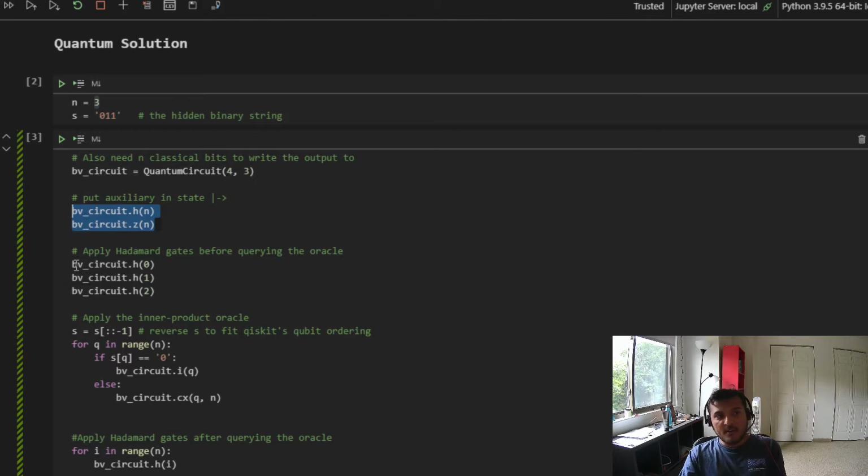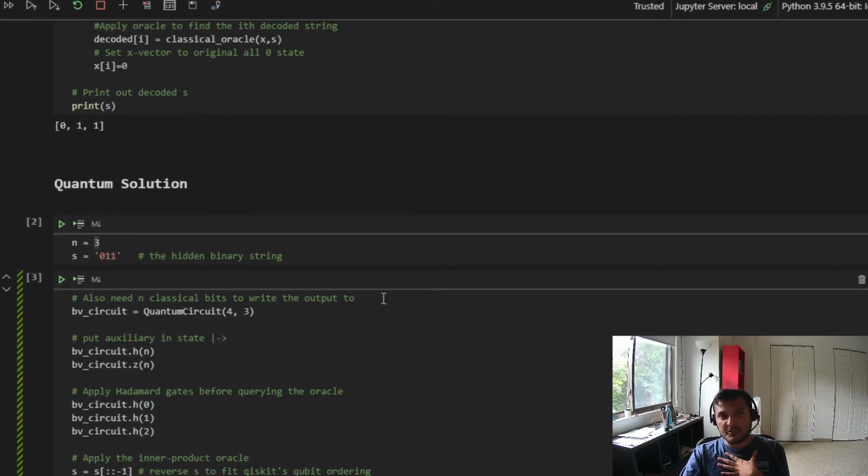Good. Now I apply Hadamard to the first three qubits. So I apply Hadamard, Hadamard, Hadamard, because all the zero states get a Hadamard applied. And then I need to apply my quantum oracle. And now this is the tricky bit. So the quantum oracle we apply according to how the action of the oracle worked. Give me one sec while I pull it up.